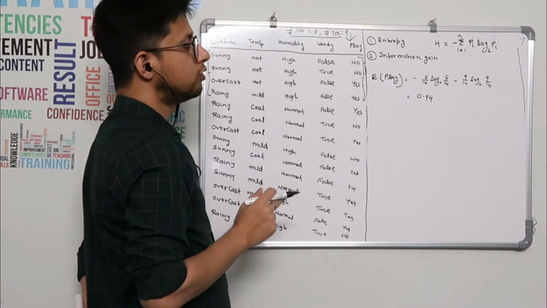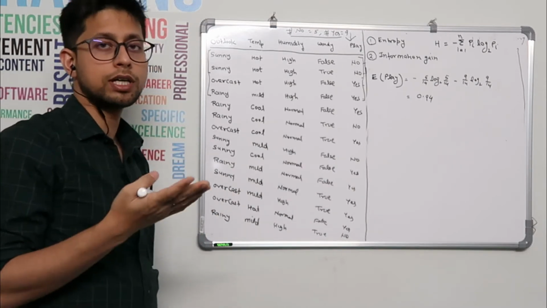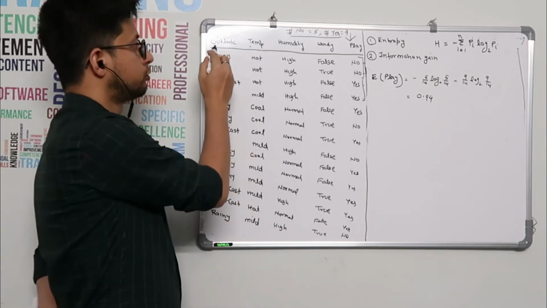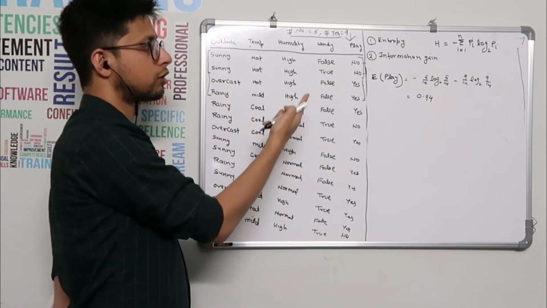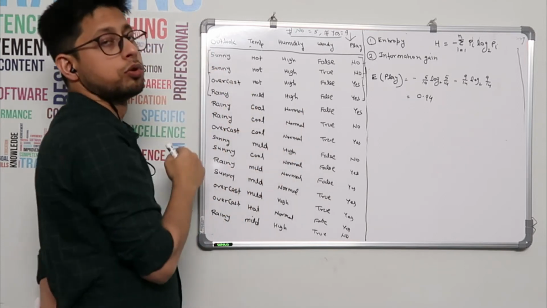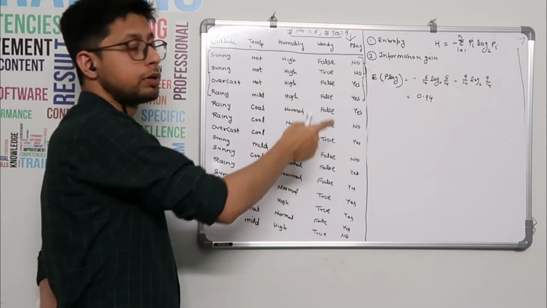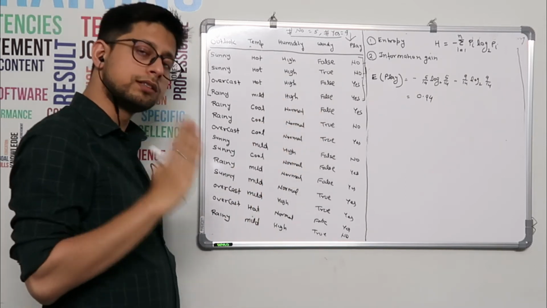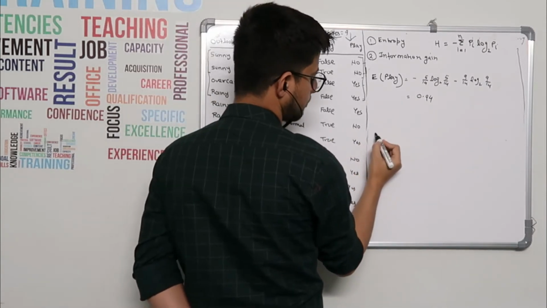Now you have to calculate entropy with respect to each split. What are the possibilities? There are four possibilities: you go with outlook, temperature, humidity, or windy. Then we have to calculate entropy with respect to outlook, entropy given it is temperature, entropy given it is humidity, entropy given it is windy. So let's understand entropy with respect to outlook.